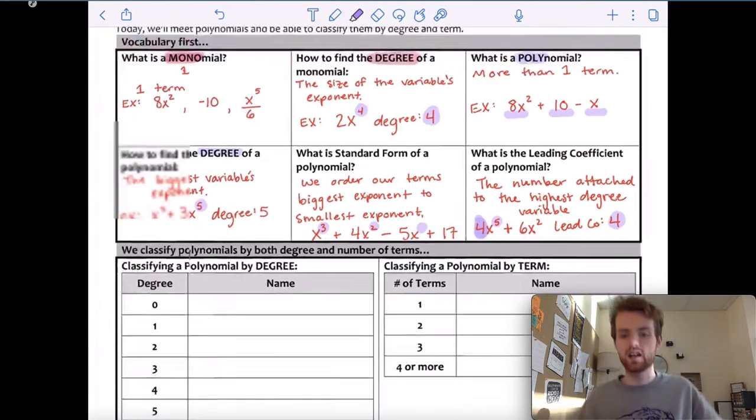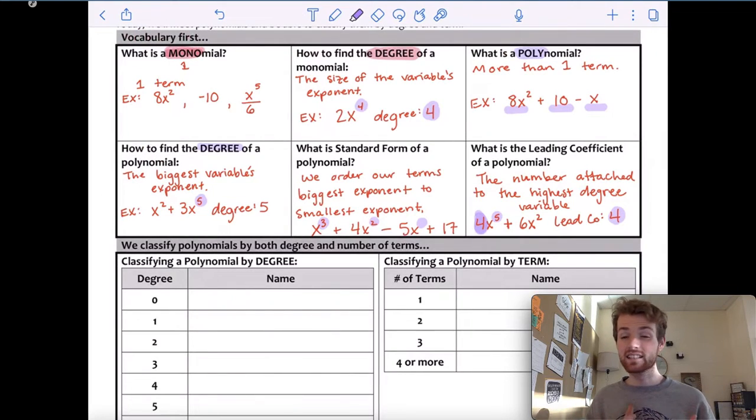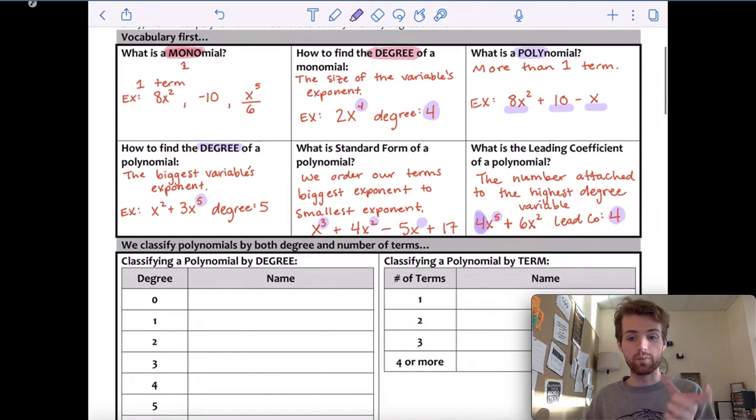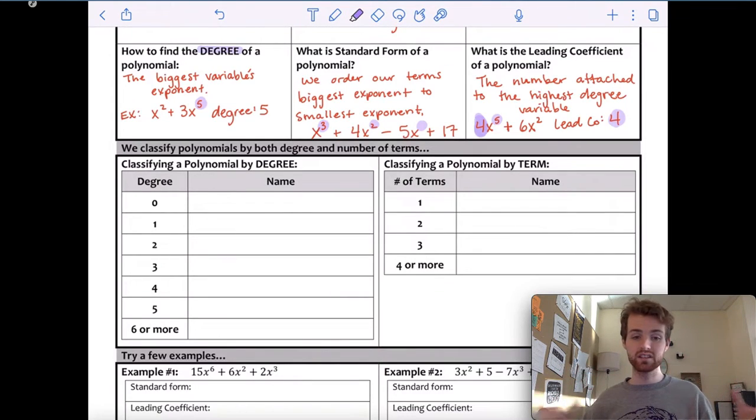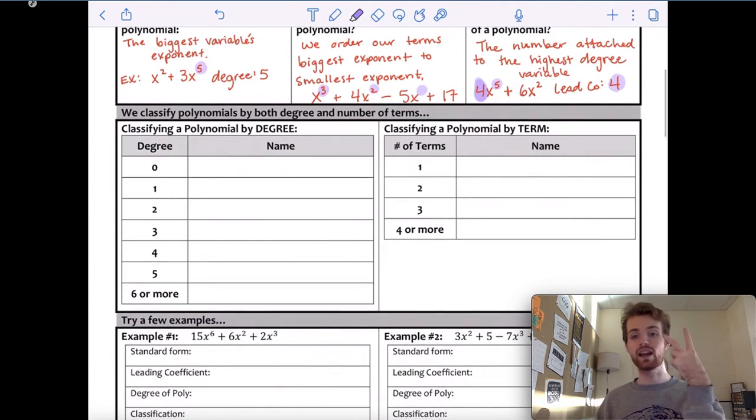Okay, I've been talking a lot. This lesson is just a lot of new vocabulary on how we describe things. When we look at a monomial, a polynomial, when we look at these strings, we give them 2 names. We give them its degree name and its term name.